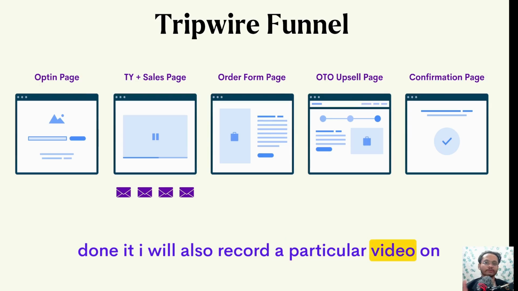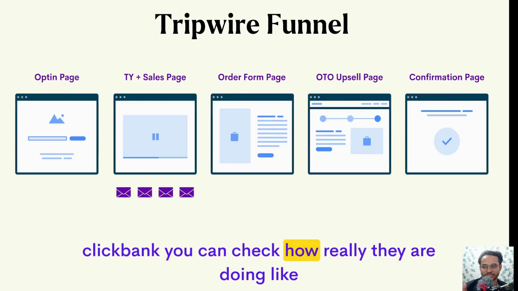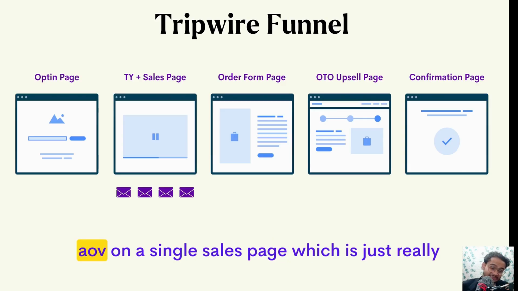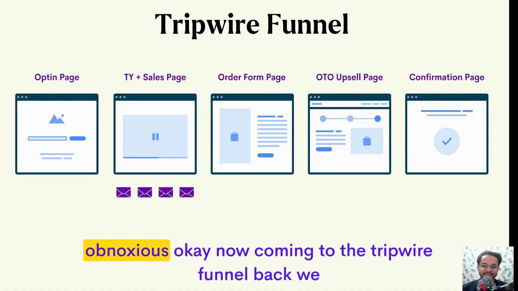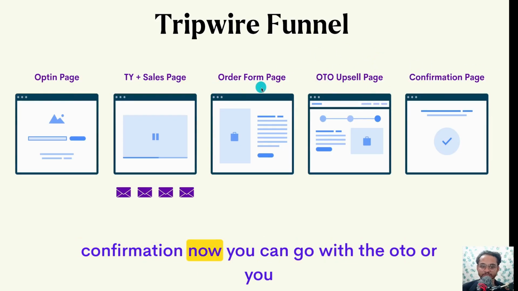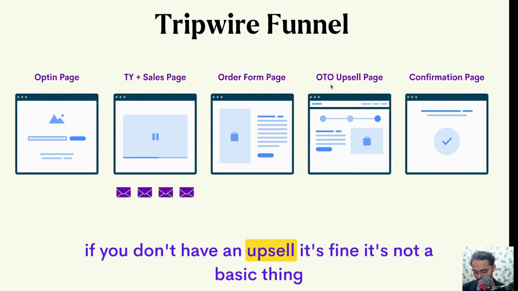I will also record a particular video on how the biggest brands do it. In ClickBank, you can check how they are really doing 120, 150 plus AOV on a single sales page, which is really obnoxious. Okay, now coming back to the Tripwire funnel, we have an order form page, and then we have an OTO upsell and confirmation. Now you can go with an OTO, or you can go with just a simple thing. Even if you don't have an upsell, it's fine.